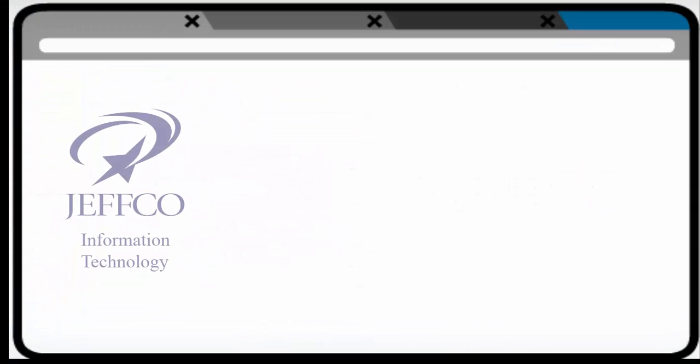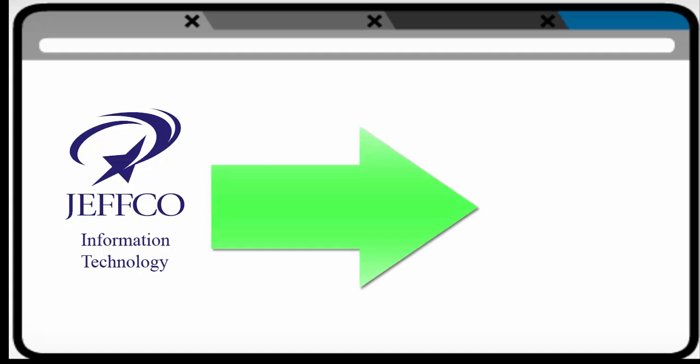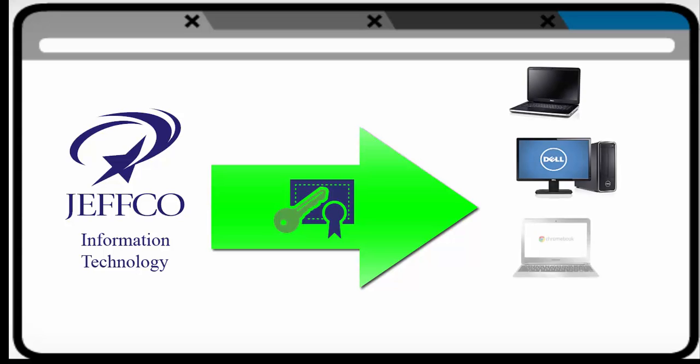To make this new embedding process work, Jeffco's IT team sent the needed security certificates to all Jeffco managed devices, including laptops, desktops, Chromebooks, and iPads. This brings us to the third change you may or may not notice.